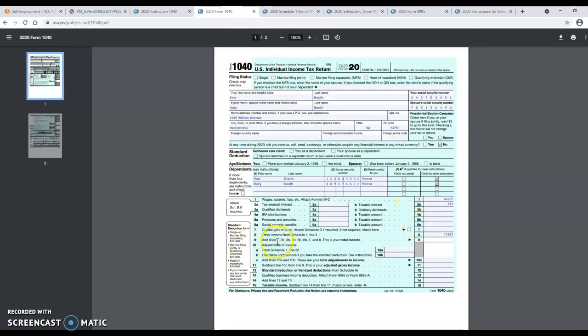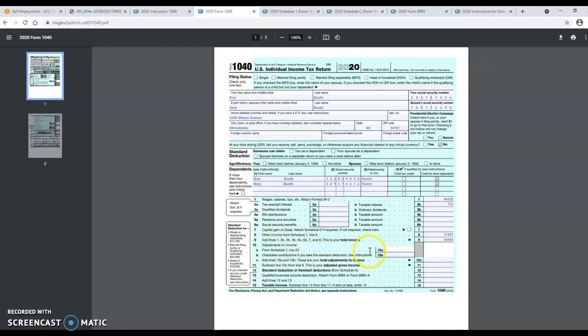All right, line 9, add lines 1, 2B, etc. So all these things on the right-hand side. This is your total income. So it's the 17,497 and 712 of interest and 46,235 of wages is 64,444.